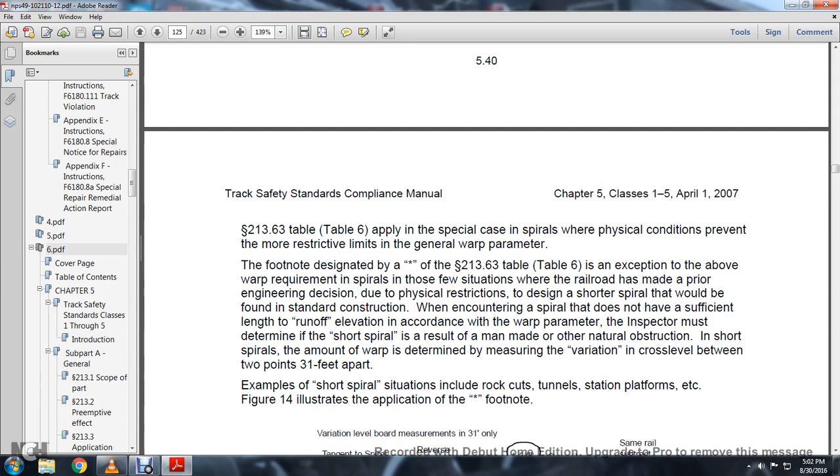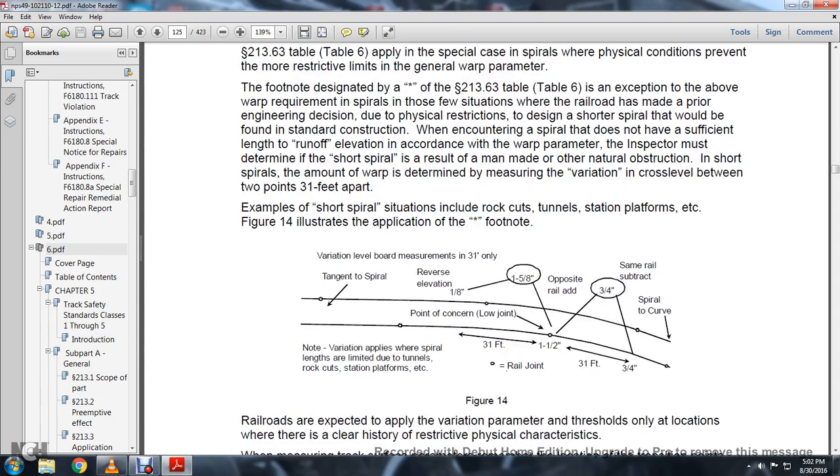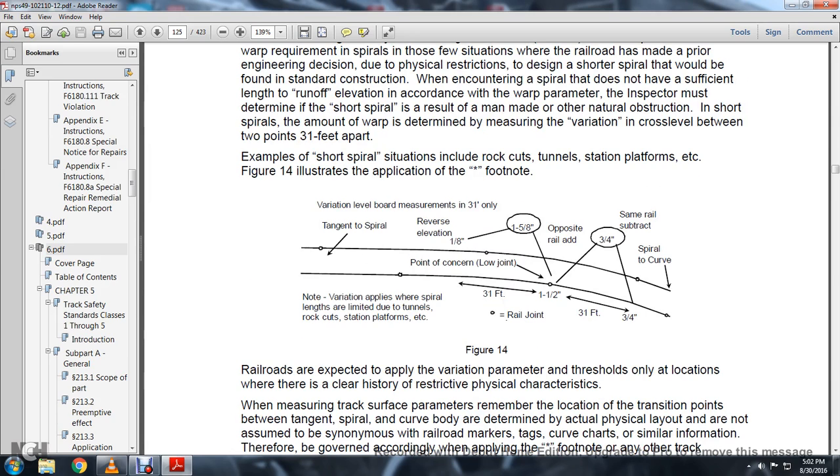For the spiral, the amount of the warp is determined by measuring the variation of the cross level between two points 31 feet apart. Simple short spiral situations include rock cuts, tunnels, and station platforms, etc. Figure 14 shows an application of the footnote.